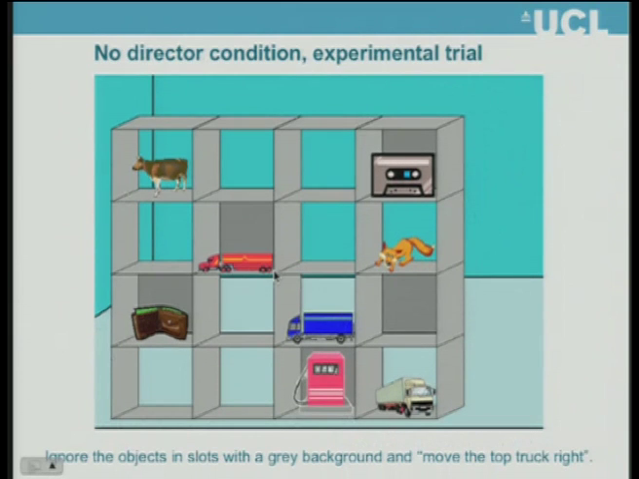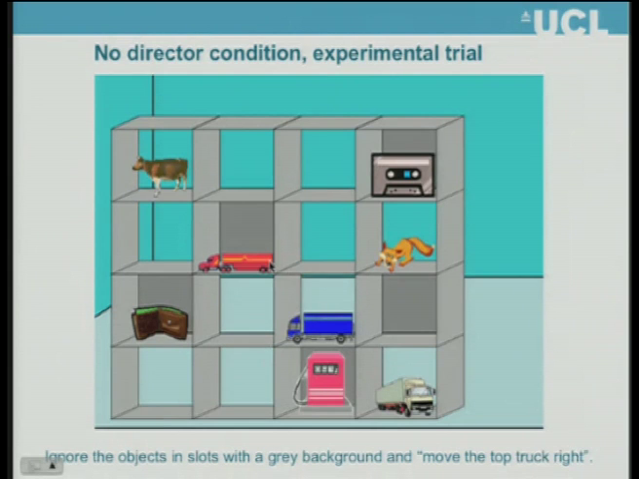And we also designed a control condition where we gave you a simple rule to adhere to. So rather than having to take anyone's perspective in this condition, notice the director's gone, you'll still be asked to move things around, but this time we tell you at the beginning of the session, okay, now ignore objects with a grey background. If an object has a grey background, we're not talking about that object. So it's exactly the same, effectively. It's exactly the same task.